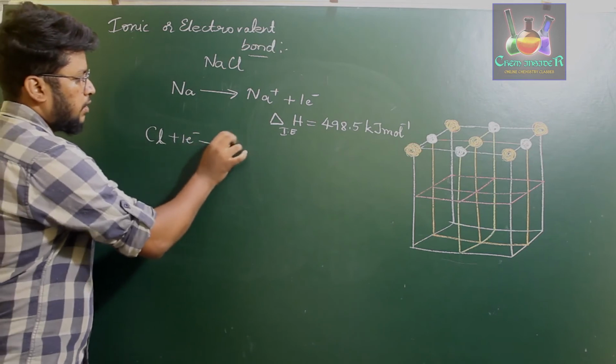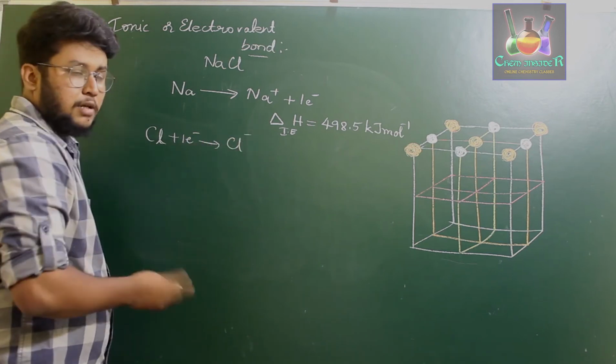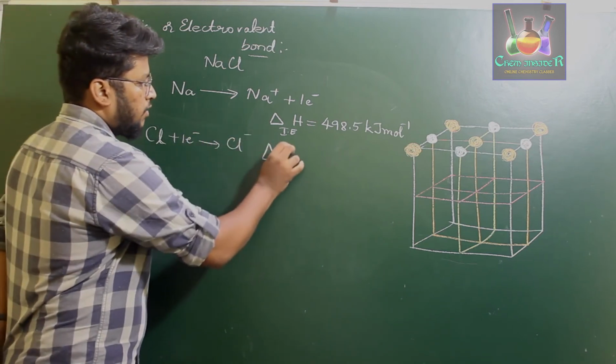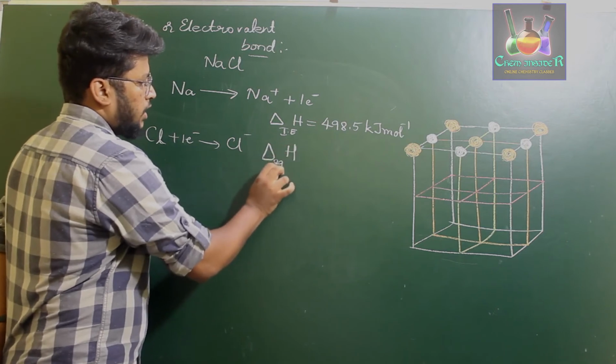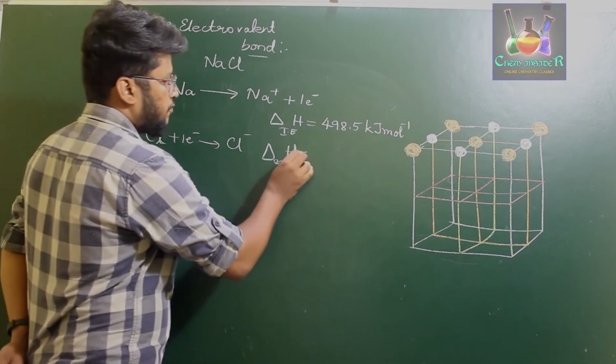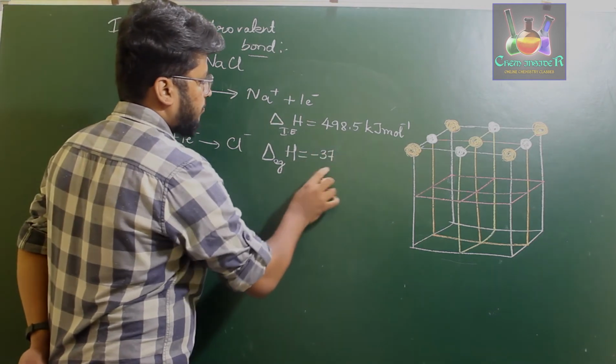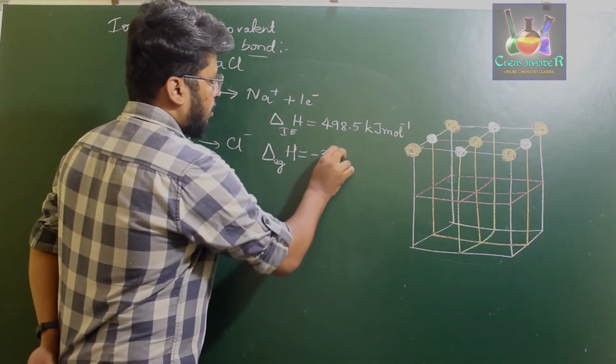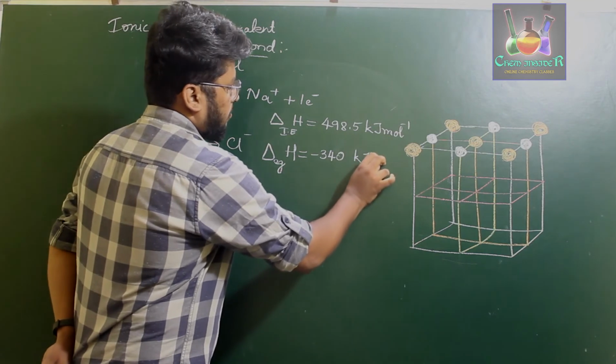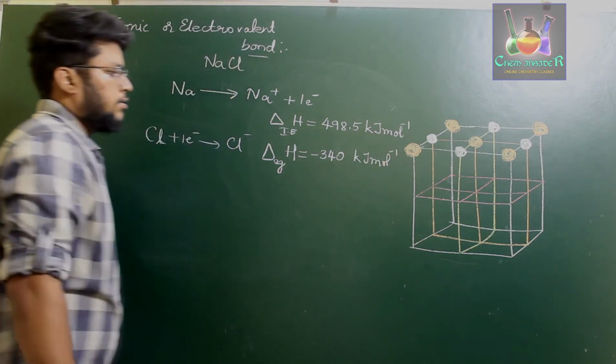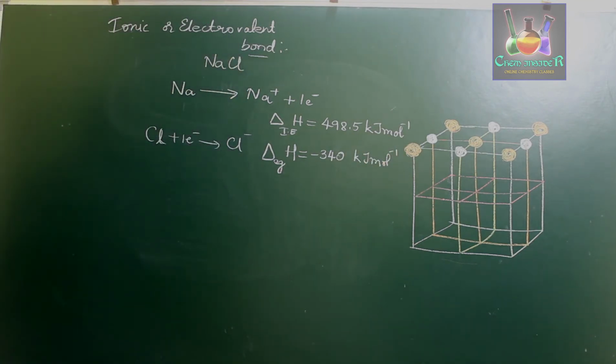Next, for chlorine to gain that electron from sodium and form Cl minus, the electron gain enthalpy, delta Eg H, is found to be minus 340 kilojoules per mole.